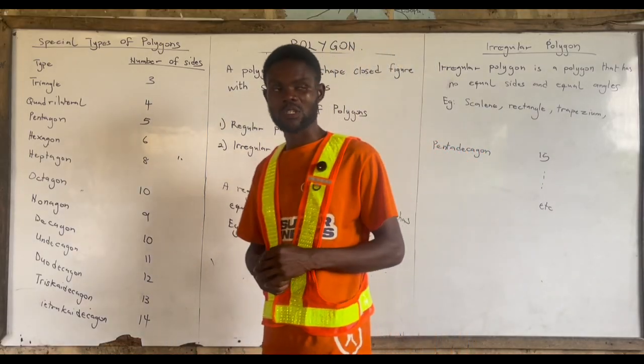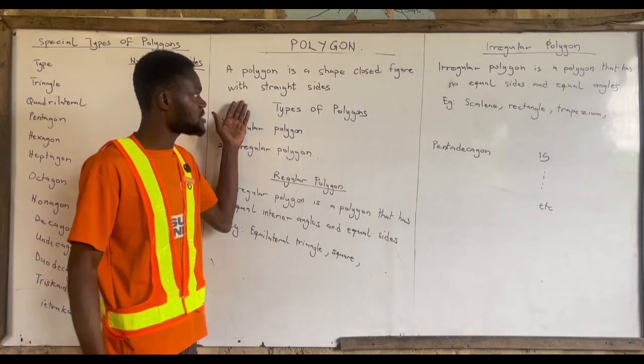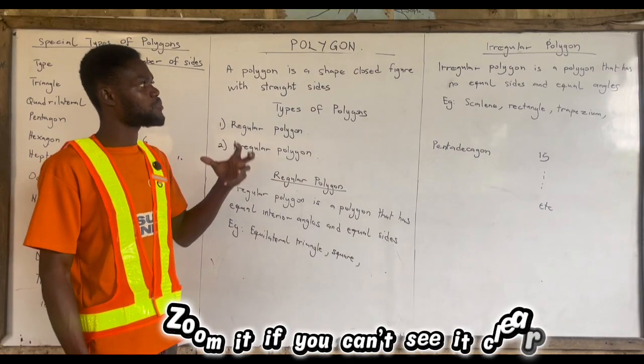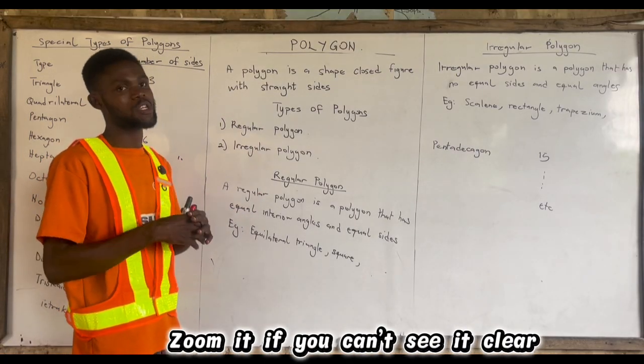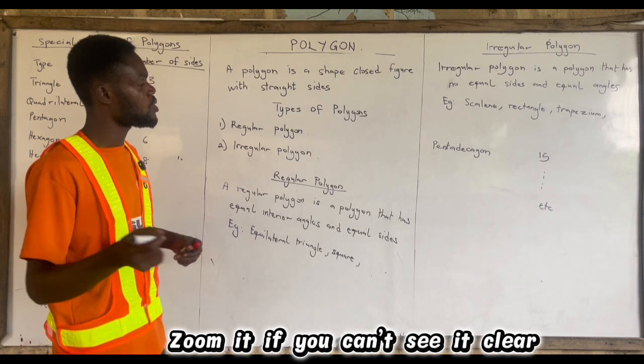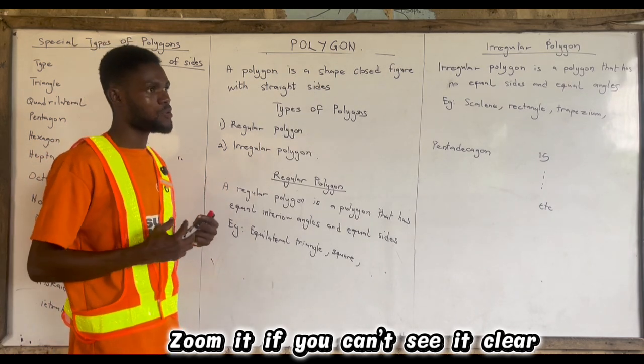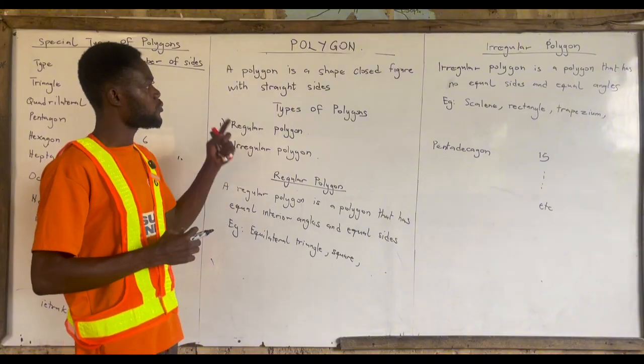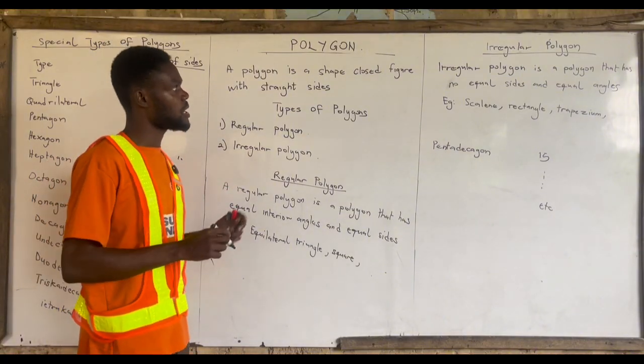In the first place, what is a polygon? So I have the definition here. A polygon is a closed shape figure with straight sides. So any shape which is closed with straight sides is a polygon.